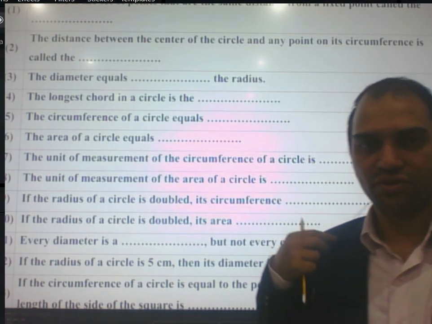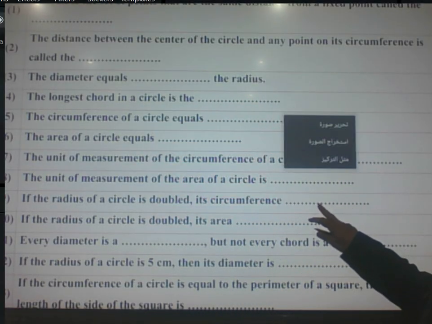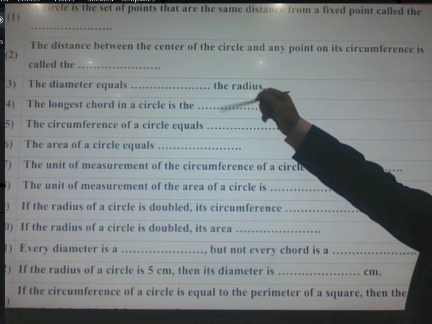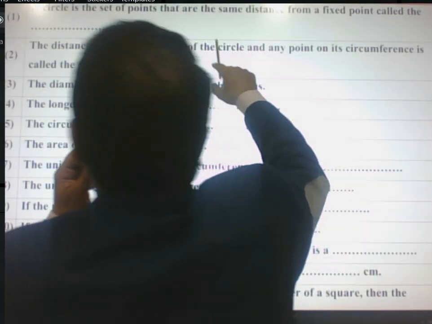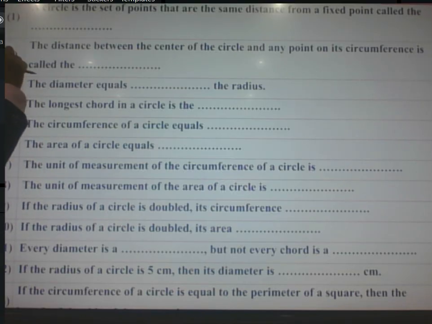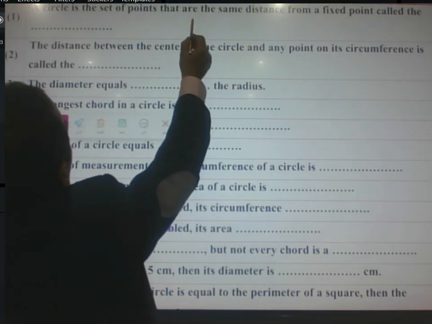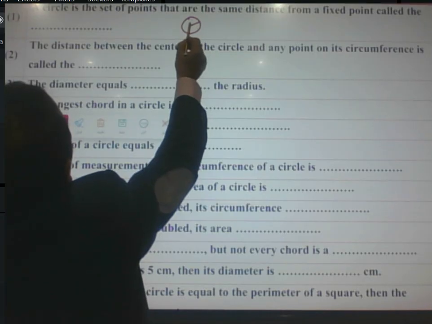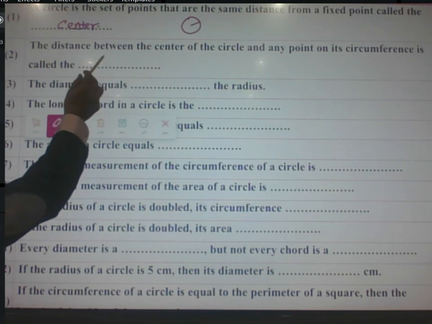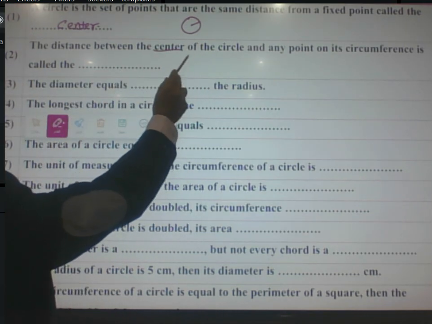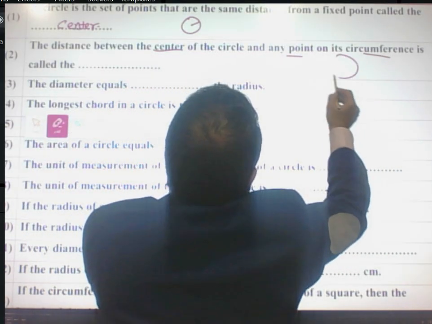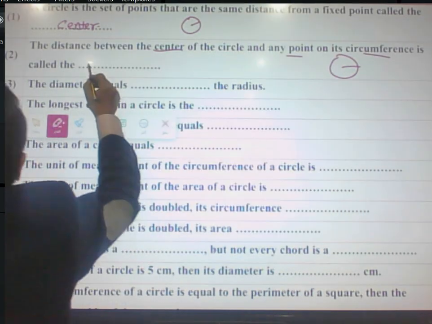Okay, my students, now complete the questions. Look at it with me. The first question is a definition. Do you know the definition? A circle is a set of points that are the same distance from a fixed point called the center. We call it the center of the circle. The distance between the center of the circle and any point on the circumference, what do we call it? We call it the radius.